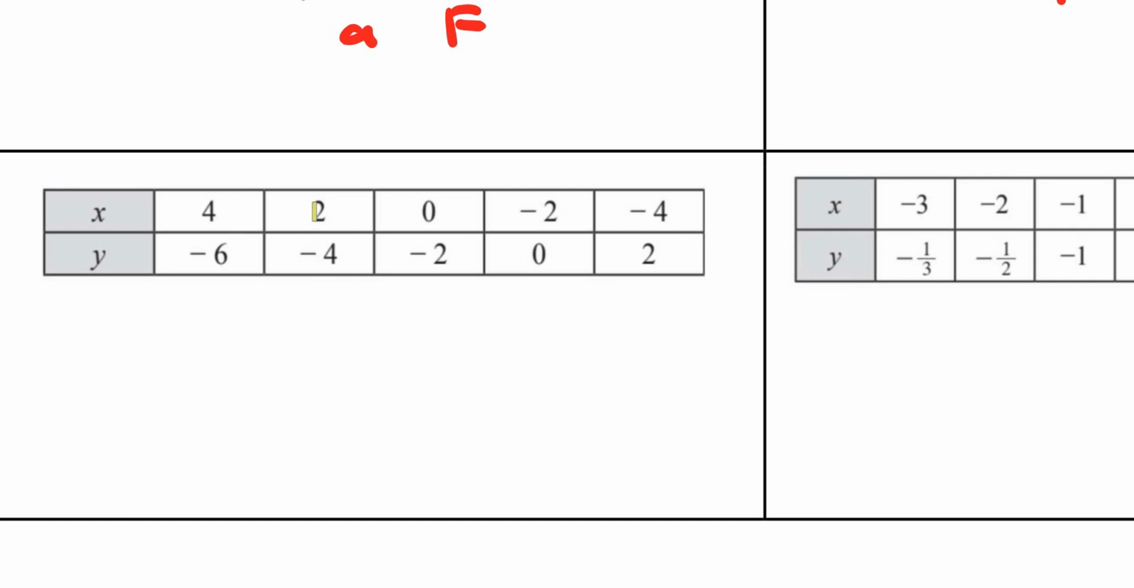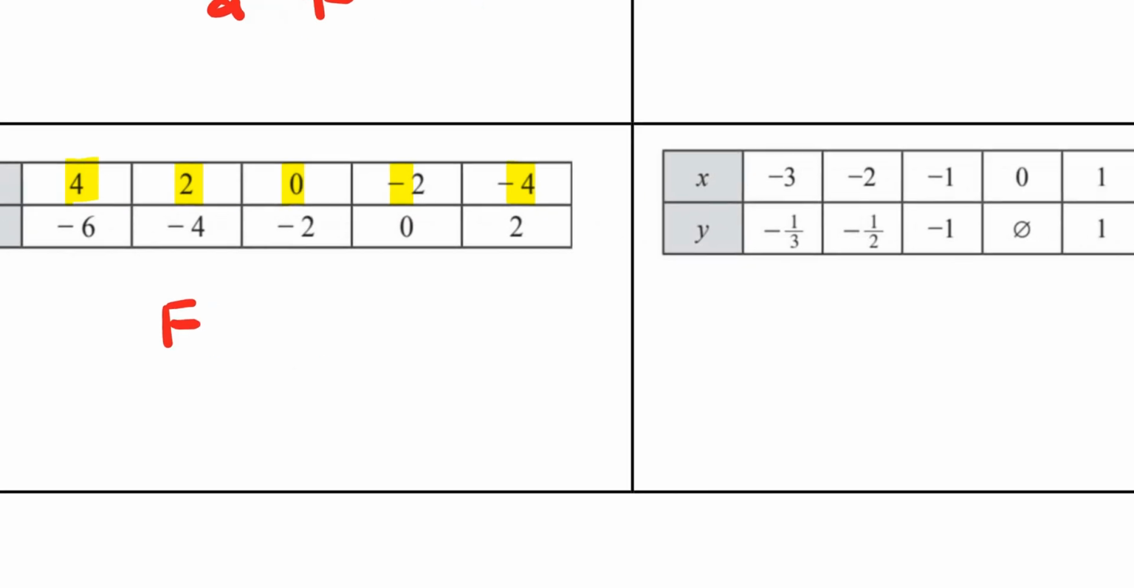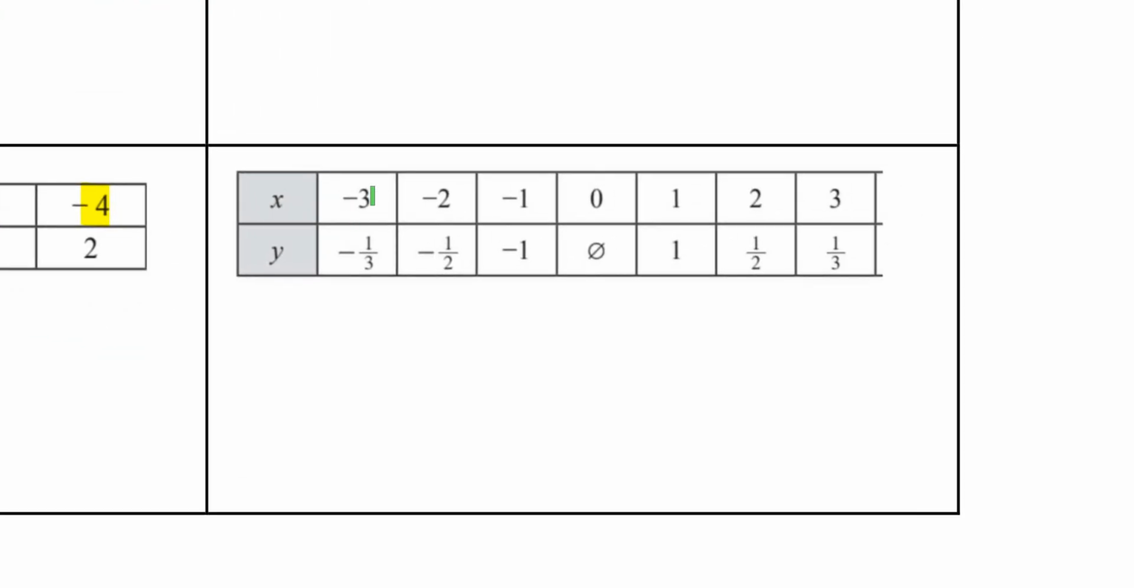And moving on to the next one here, 4, 2, 0, -2, -4, this is also going to be a function. All the x values are different. And on this last graph here, if I look at all the x values, they are all different, so this is also going to be a function as well. Okay, so that concludes this homework video guide, and that'll be it.